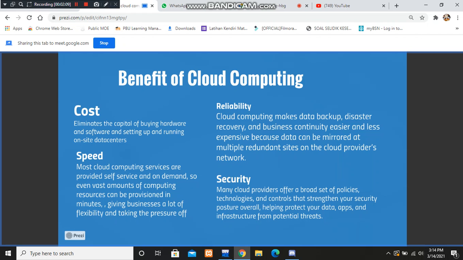The third, reliability. Cloud computing makes data backup, disaster recovery, and business continuity easier and less expensive because data can be mirrored at multiple redundant sites on the cloud provider's network. Lastly, security. Many cloud providers offer a broad set of policies, technologies, and controls that strengthen your security posture overall, helping protect your data, apps, and infrastructure from potential threats.